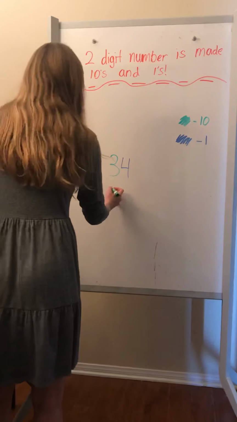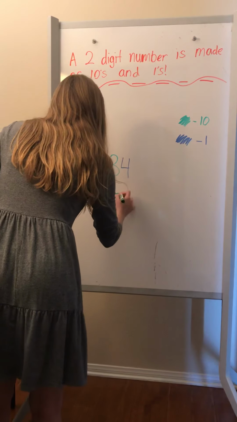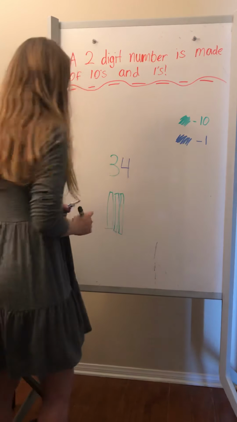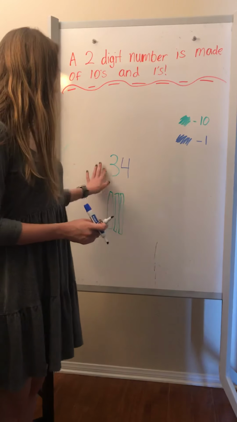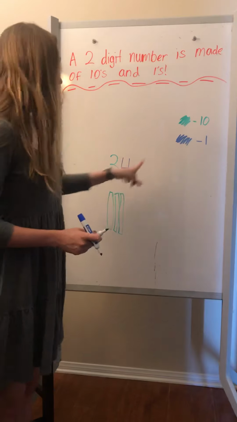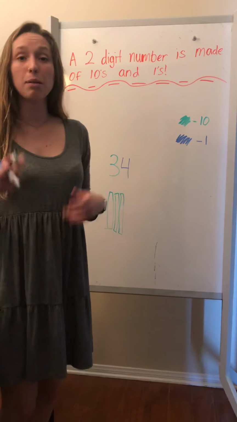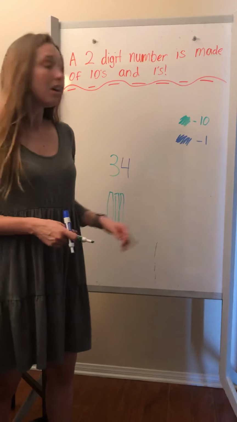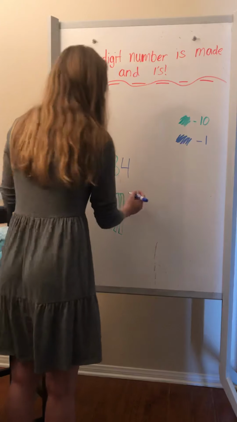So I'm going to draw those 10 blocks. 1, 2, 3. Okay, they're a little wobbly, but you get the idea. I've got 3 10 blocks. Now, my ones place. I don't have a 0. This is different than when we were working with the number 30. Now it's 34. I've got 4 in my ones place, which means I have 4 1s.